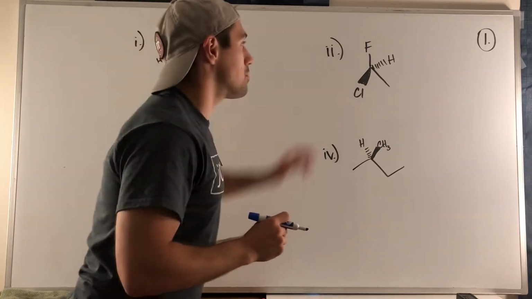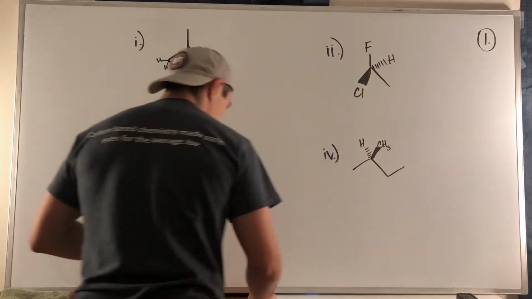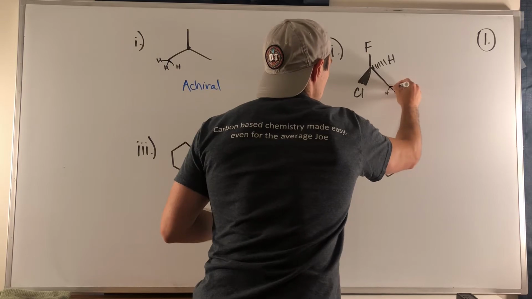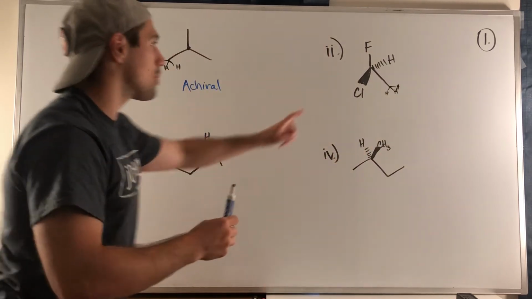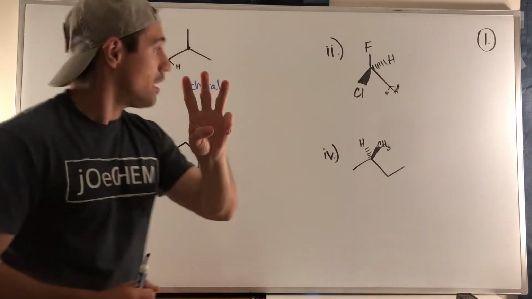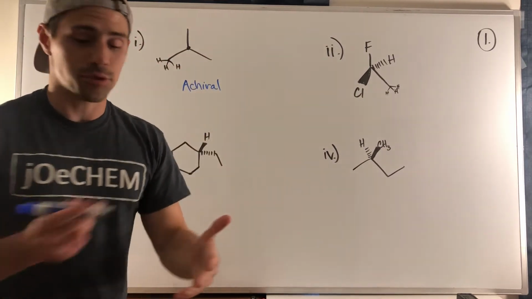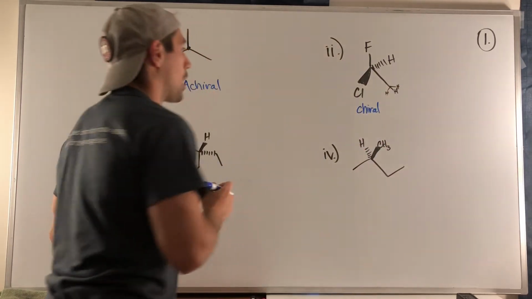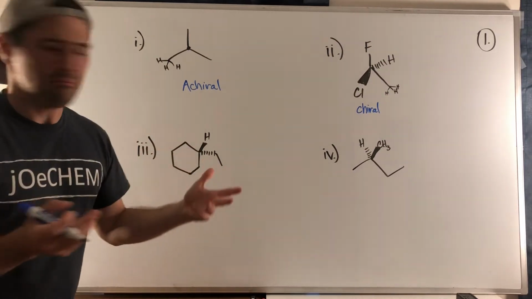Okay, now problem 2. So when we take a look, we see this carbon right here, but we can see that that carbon is attached to 3 hydrogens. This carbon, certainly not a stereocenter, but this carbon right here has some hope, right? Because we see a fluorine, a hydrogen, a CH3, and a chlorine. So 4 different groups, and there's no plane of symmetry here. So this structure absolutely is chiral. Okay, cool.